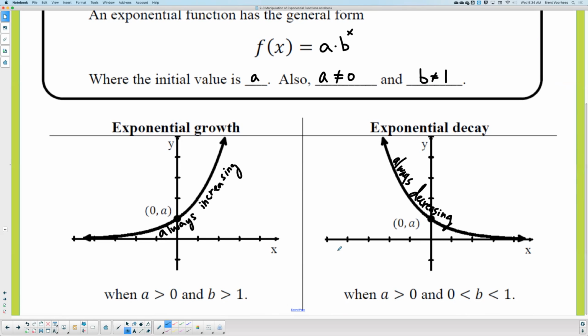Now, just because it's always decreasing doesn't mean it goes down to negative infinity. It will not go down to negative infinity. These have horizontal asymptotes. If you have your ID, you can add a horizontal asymptote to your packet. I'd recommend that. That's the horizontal asymptote, y equals 0.